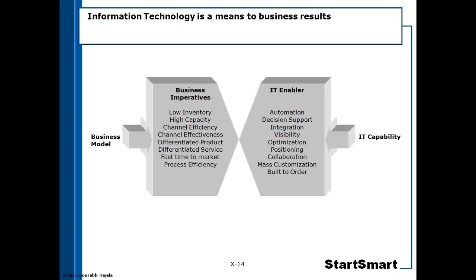On the left is your business model / business capability, driving business imperatives. On the right is IT capability, driving IT enablers. And when IT enablers enable a specific business imperative is the point where we have created real value using IT.